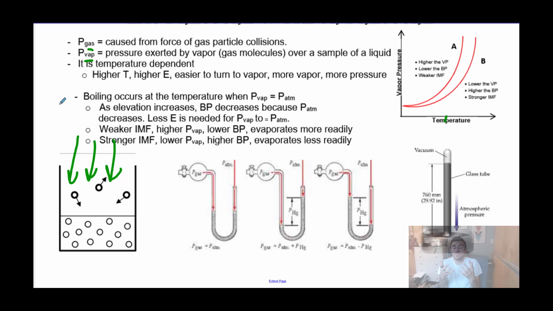How do we increase the vapor pressure? Well, we increase the temperature. And once we increase the temperature enough so that we form enough vapor to match the atmospheric pressure, that is known as the boiling point.